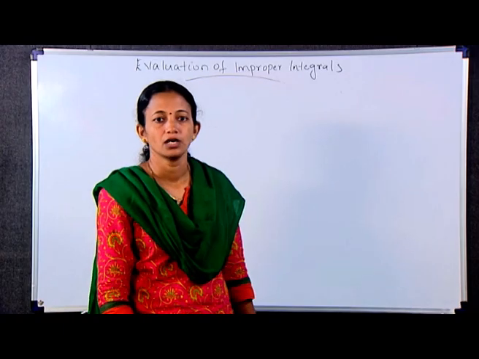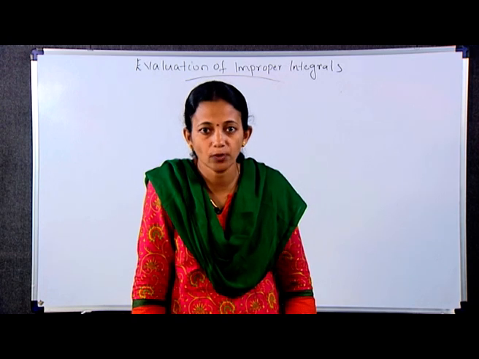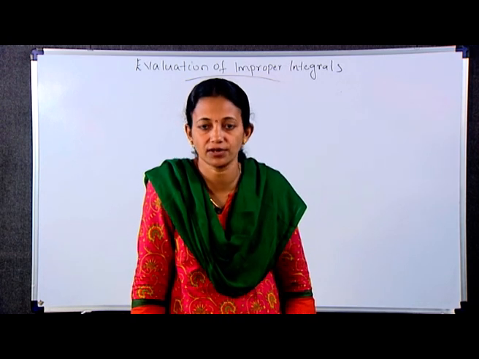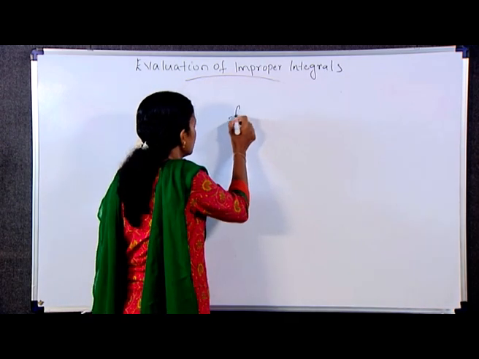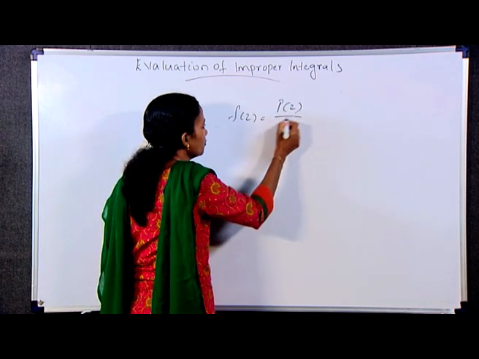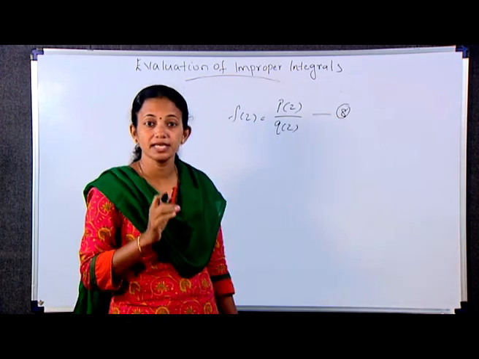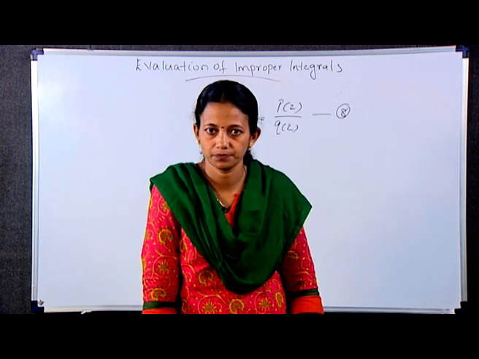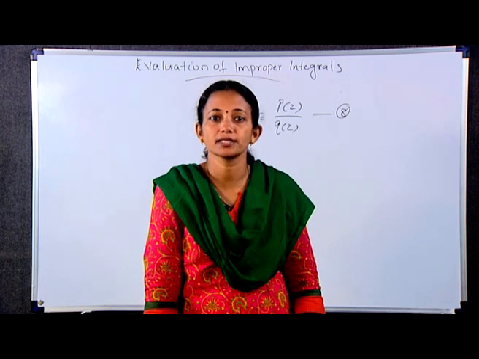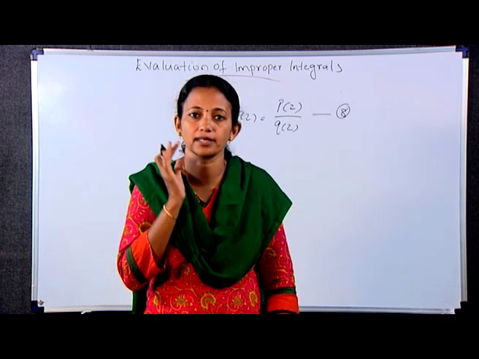Next, we have the method involving sums of residues. We now describe a method involving sums of residues that is often used to evaluate improper integrals of rational functions of the form f(z) equal to p(z) by q(z). That is, f(z) is a rational form p(z) by q(z). Equation number 8. Where p(z) and q(z) are polynomials with real coefficients and no factors in common. We agree that q(z) has no real zeros, that is no zero on the real axis, but has at least one zero above the real axis.